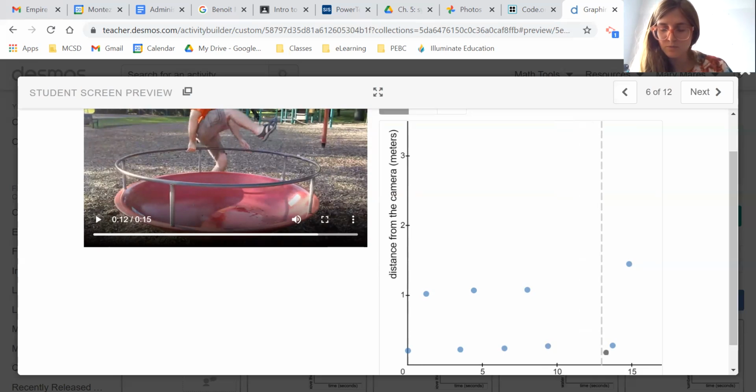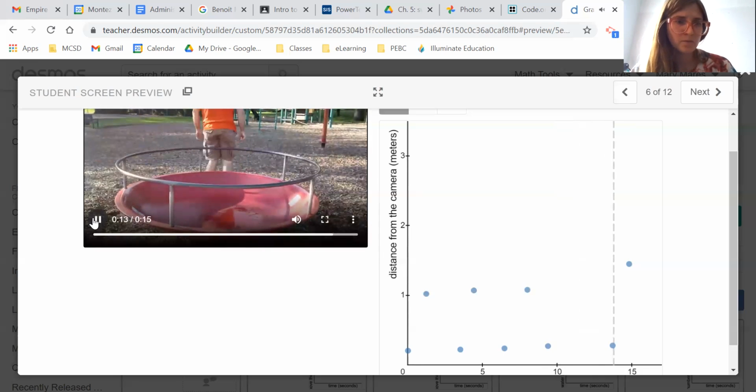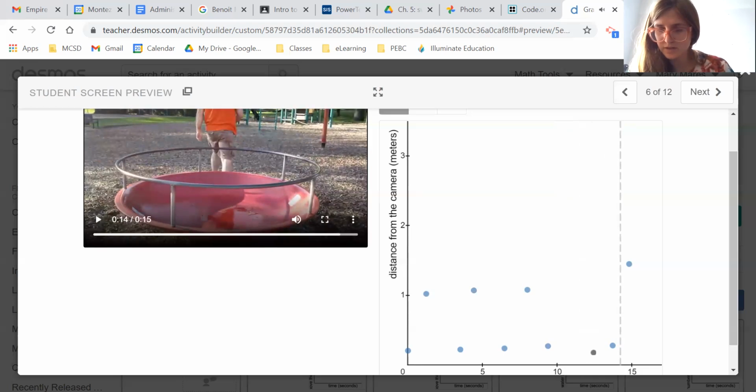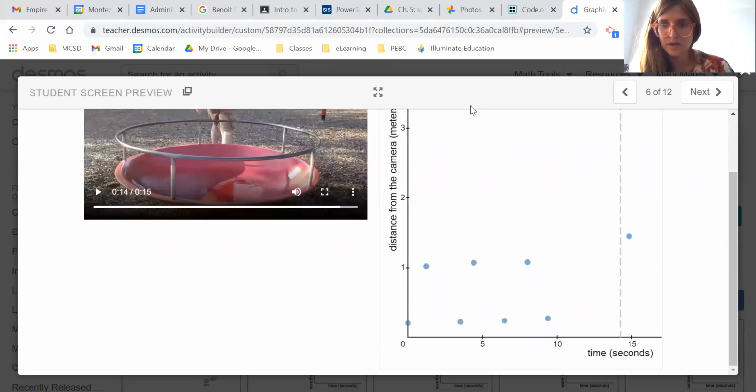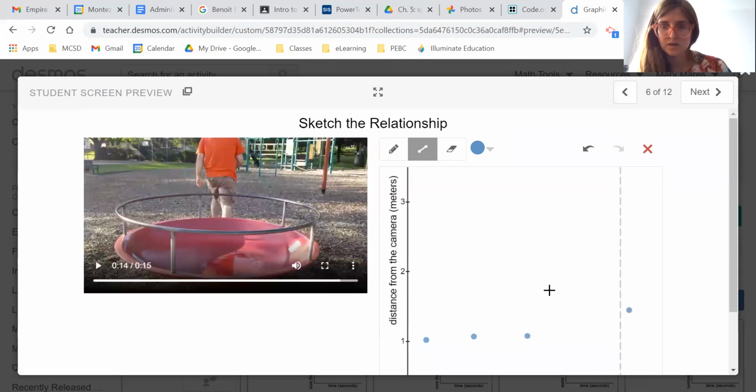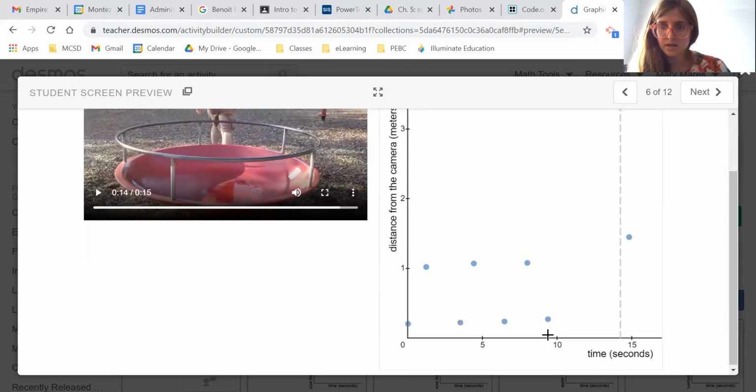oops, that one shouldn't be there. Should it? No. I should take off that dot. Can I erase? I can. Erase. And here, let's see again.